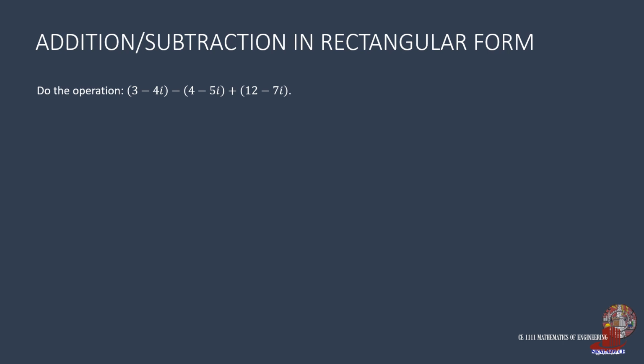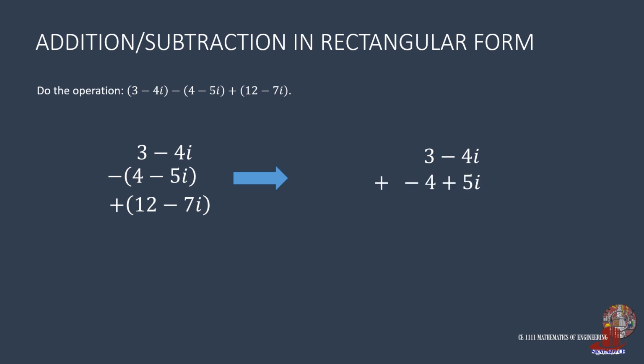For the next set, 3 minus 4i minus 4 minus 5i plus 12 minus 7i. Place these complex numbers vertically and then distribute the sign. This becomes 3 minus 4i plus negative 4 plus 5i, plus 12 minus 7i. 3 minus 4 plus 12 gives 11. And negative 4i plus 5i minus 7i results to negative 6i. The resulting complex number is 11 minus 6i.